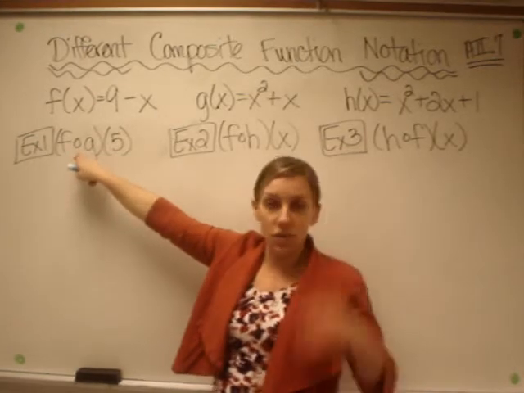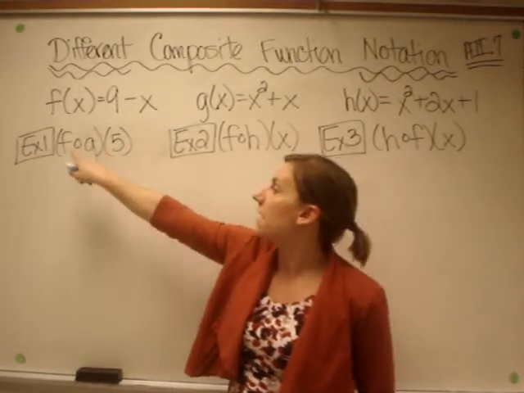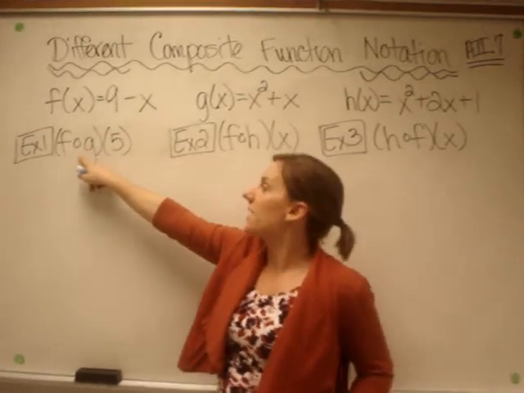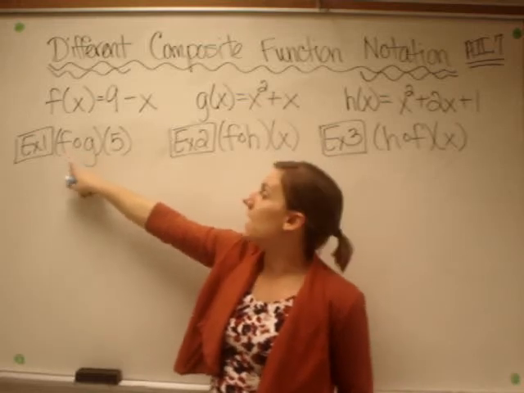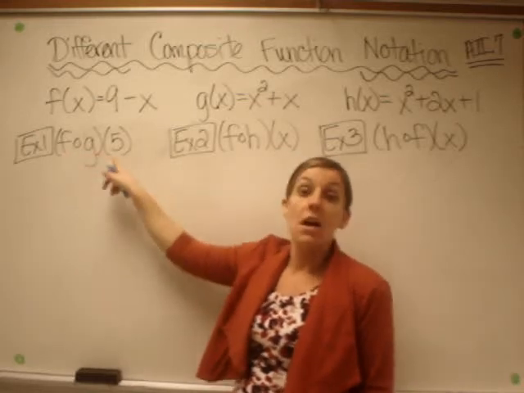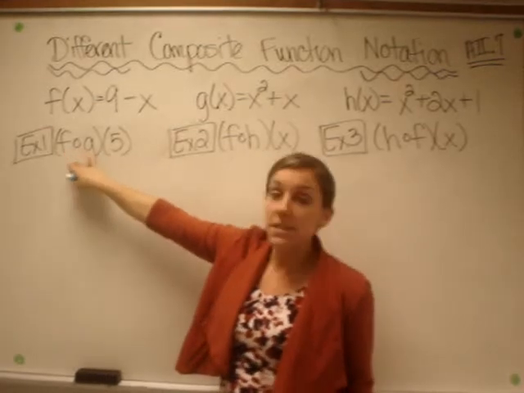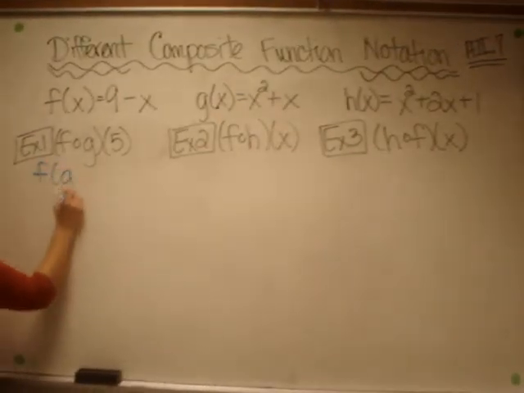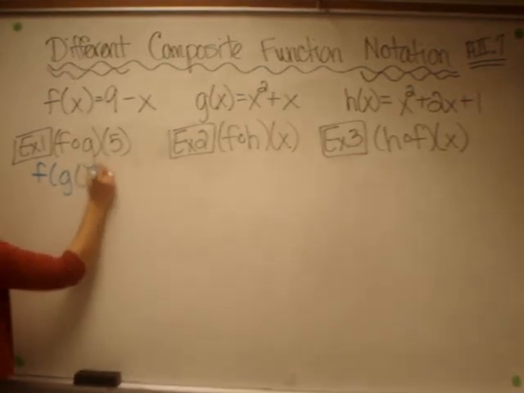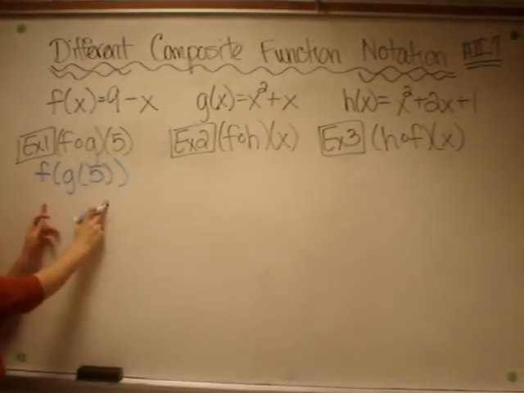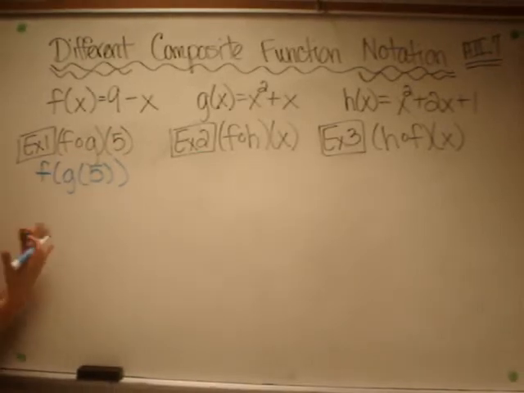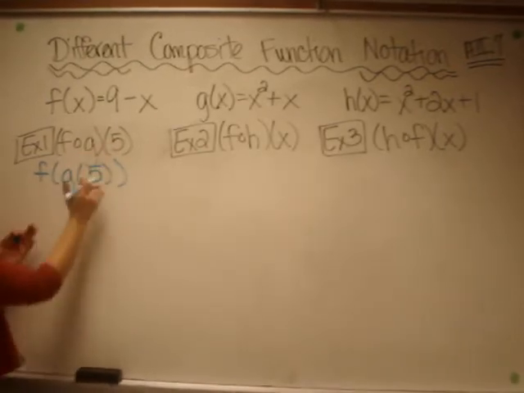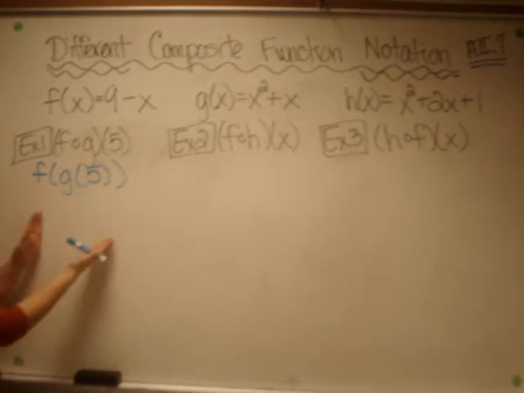There's actually a little circle. It looks kind of like an O, but it's real tiny, but it's not a dot like in multiplication. So this means the same thing as f of g of 5. So if you see this, it means f of g of 5, okay? It just is written a little bit different. You could see either one, but it means the same thing. So we work it out the same way.